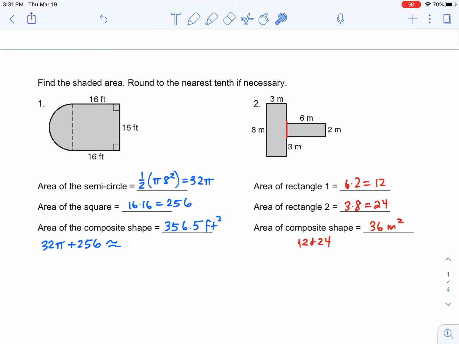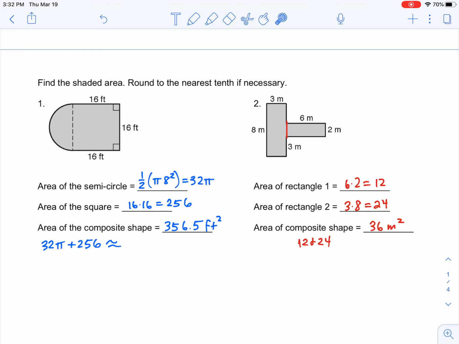So when I look at number 1, I can see that I have a semicircle here and then I have a square. So to find the area of the semicircle, I need to know the radius. So I take 16 and I divide it by 2. That's my radius of 8. Then I plug into the circle formula, but with a half because it's only half of a circle. Area of the square, base times height. Composite shape, I'm really adding these two together, so I add them to get my total.